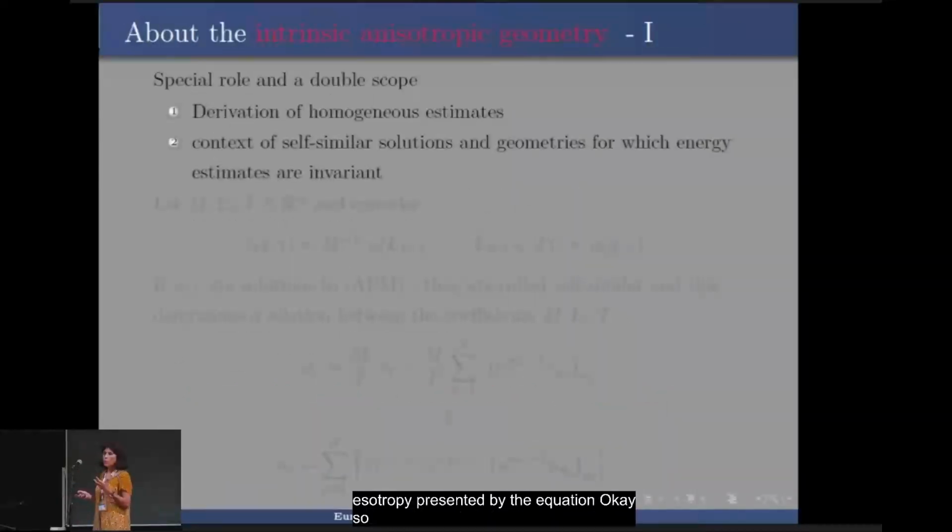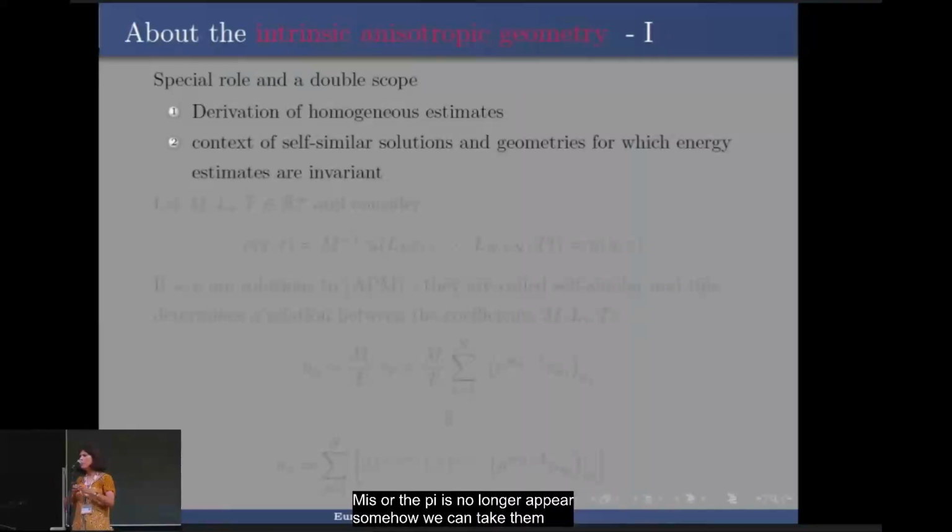Okay, so why choose this kind of intrinsic geometry? Are we getting something nastier just to show off, something like that? Well, it could be. It was something that is always available for everyone. But it has a double meaning. Just to have homogeneous estimates is quite good. Homogeneous estimates meaning that the m_i's or the p_i's no longer appear. Somehow we can take them back to the geometry and they more or less disappear by the end of the estimate.